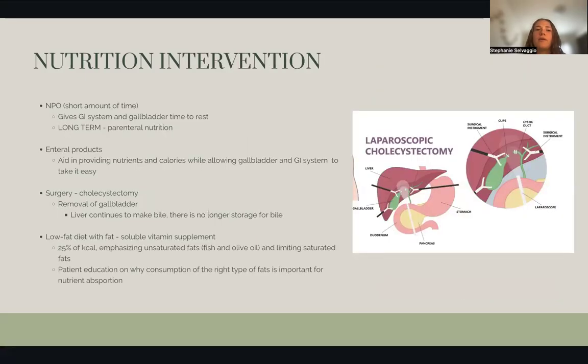And then some nutrition interventions. So for a short time, you're probably going to be NPO. That gives the GI system and gallbladder some time to rest. If you're NPO long-term, that's when you need your parenteral nutrition.